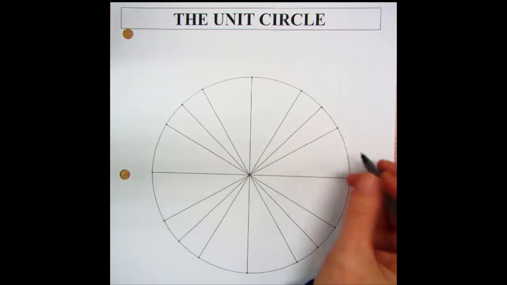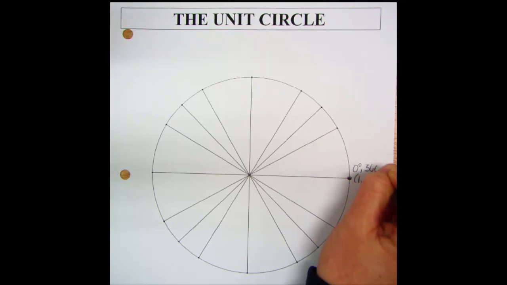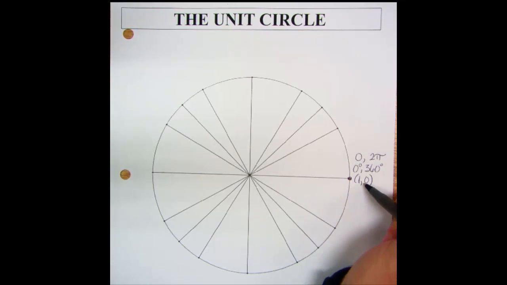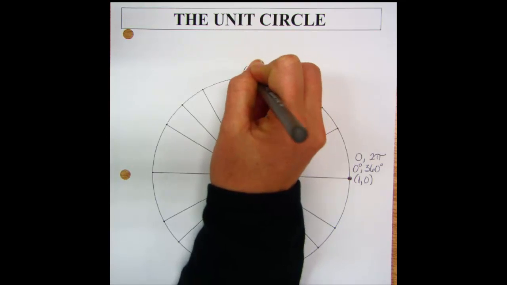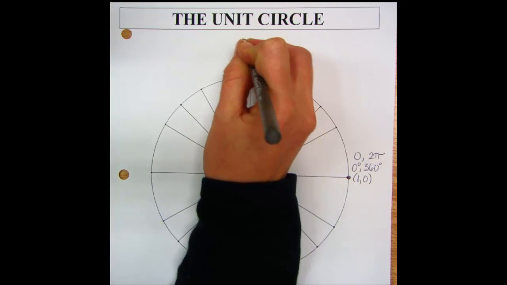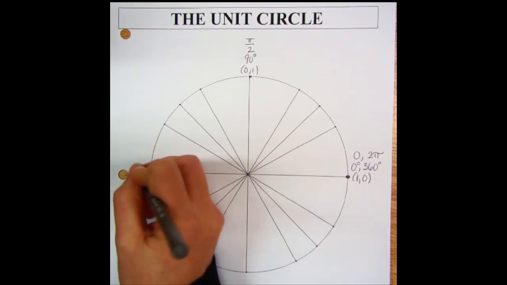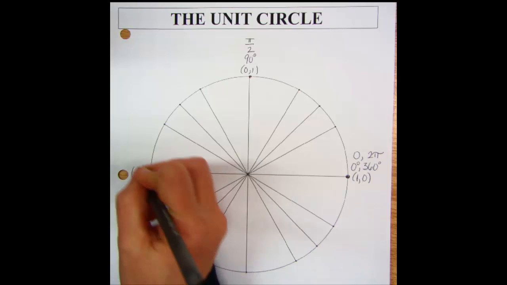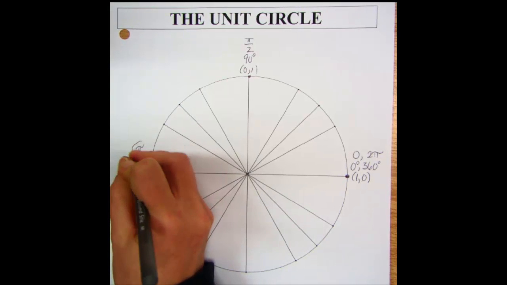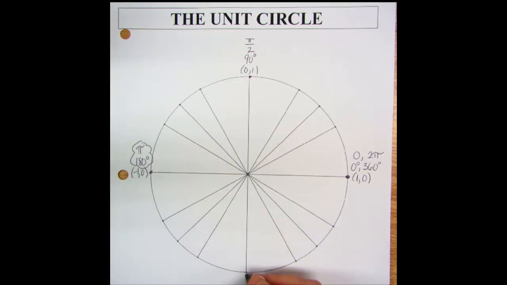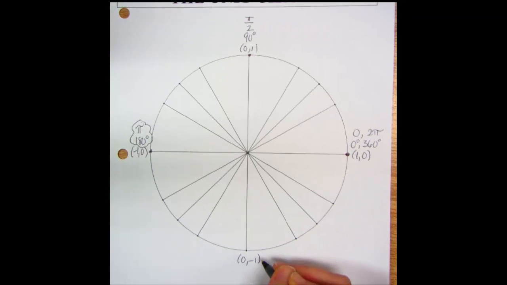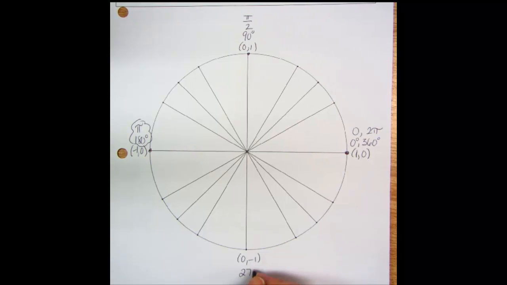So here we go. We start at the point (1, 0), where we have 0 and 360 degrees, or 0 and 2 pi radians. And I go by families, so now I'm going to move up to (0, 1), 90 degrees, pi halves radians. (-1, 0), 180 degrees, pi radians. And remember, that's our basis for pi. (0, -1), 270 degrees, 3 pi halves radians.